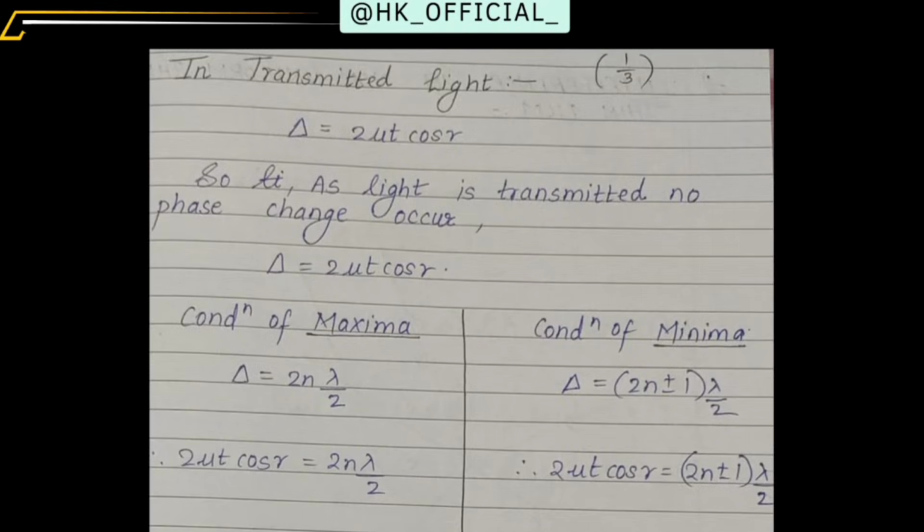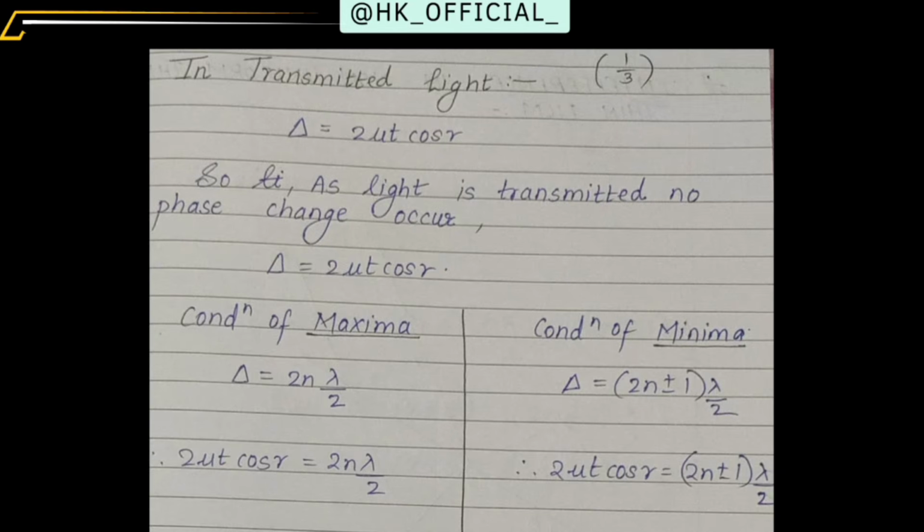Now the last one, for transmitted light. What is transmitted light? It is nothing but the light which is neither reflected nor refracted. So delta for it is 2 mu t cos r. Now we will have the question of why I have not introduced lambda by 2 over here. The reason I have written next on the line is that as light is transmitted, no phase change occurs. When the light gets transmitted, no phase change occurs. Therefore, I have not introduced lambda by 2. In reflection and refraction, phase change occurs. Hence, I have introduced lambda by 2.